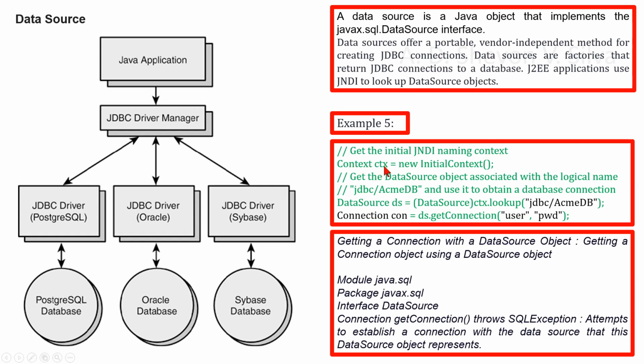Here they get the initial JNDI naming context, get the data source object associated with the logical name jdbc/ACME-DB, and use it to obtain the database connection.